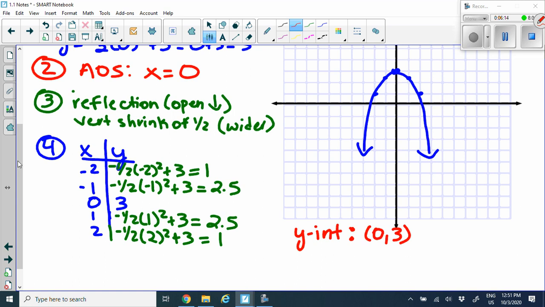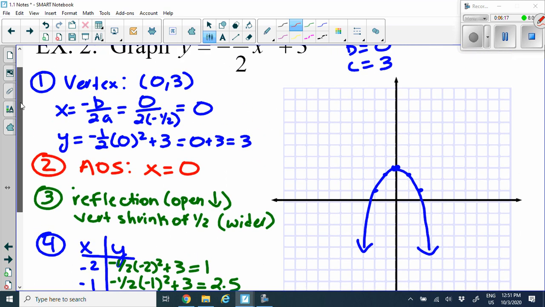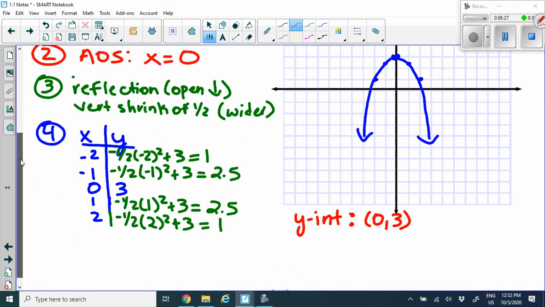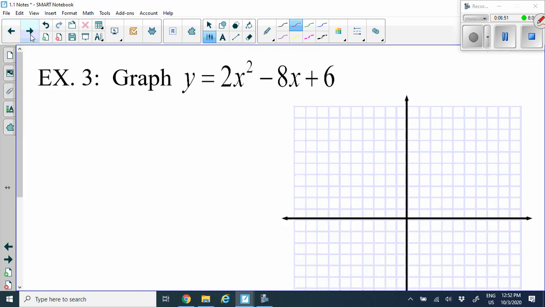at (0, 3). But notice here, if we actually put 0 in for x, whatever the c value is, that's going to give us our y-intercept. So without even graphing, you always know your y-intercept by knowing that it's always going to be 0 and your c value in the equation. Okay, so that's just something that'll help out whenever you're graphing. Okay, let's go ahead and try the next example.